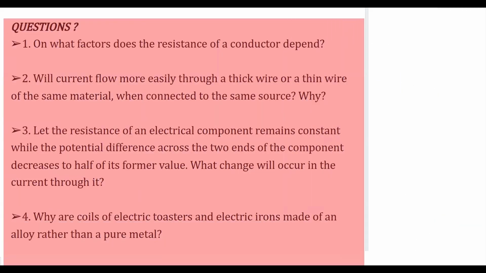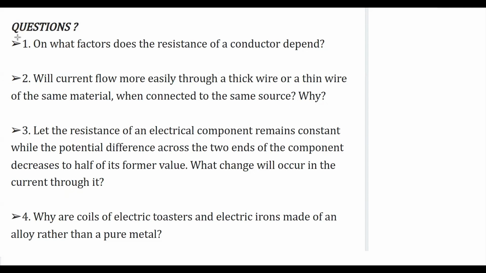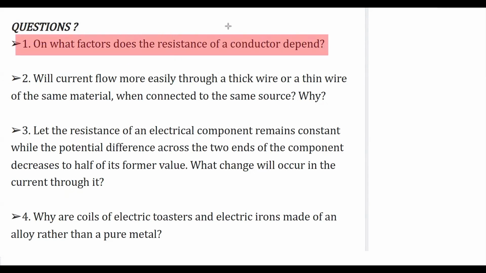This is a set of 4 questions. The first question says, on what factors does the resistance of a wire depend? So you know the shape of the wire is what? It is cylindrical in shape, right? And its cross section is in the shape of a circle, right?